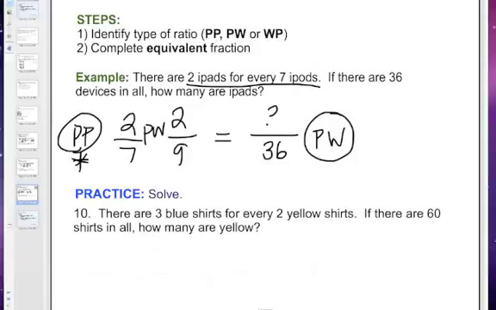What do we do to the 9 to make it a 36? Well, we multiply it by 4. So we do the same to the top part of the ratio, and we find that we have 8 iPads in a collection of 36 devices. All right, now try this last one, number 10, in your math notebook. Press play when you're ready to check your work.